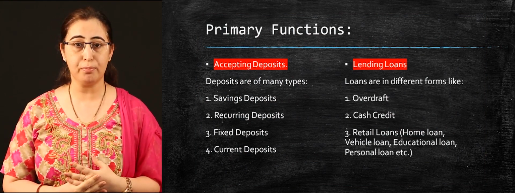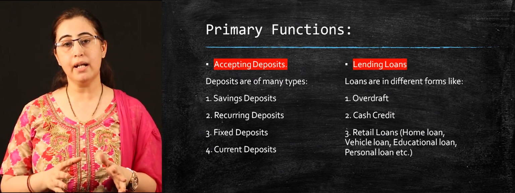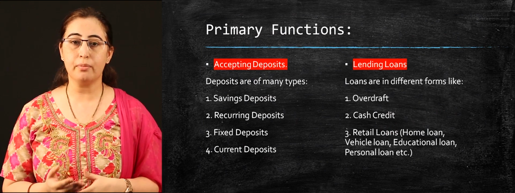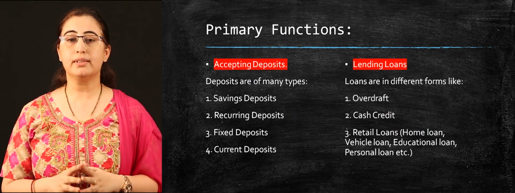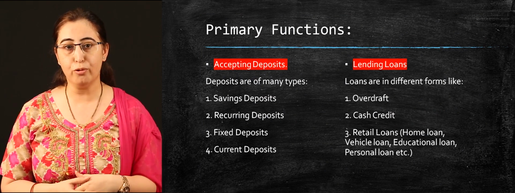The first one is saving deposit. You all have your account in some branch of a particular bank. That particular account is your saving deposit account. The rate of interest is nominal in your saving deposit account, somewhere between 3 to 4%.